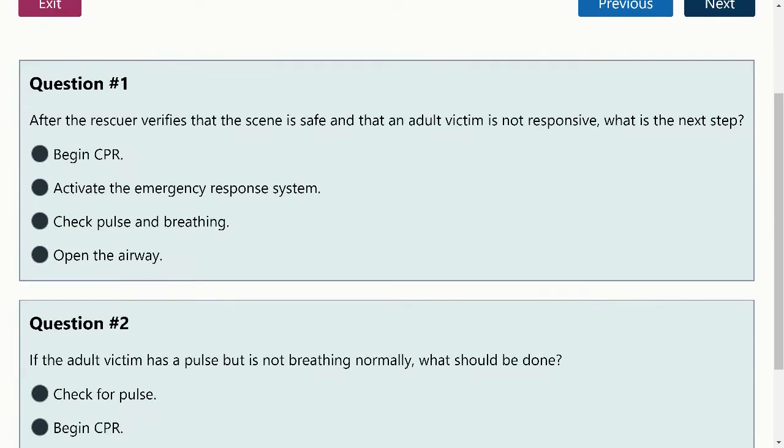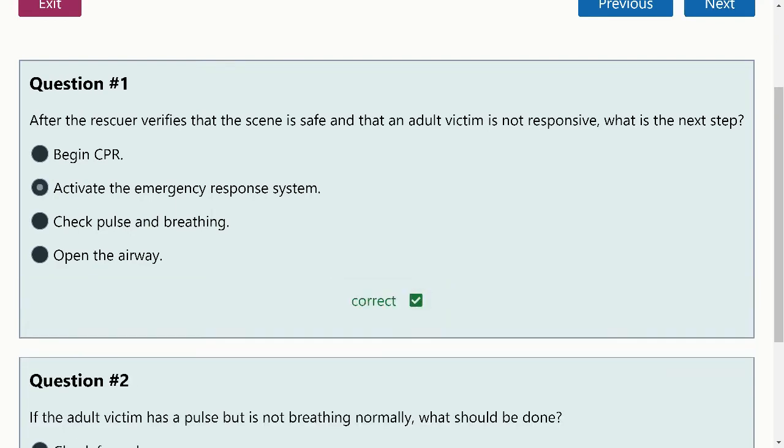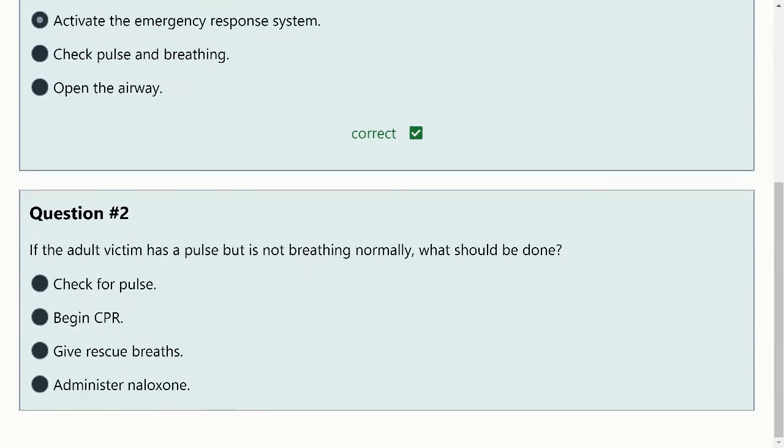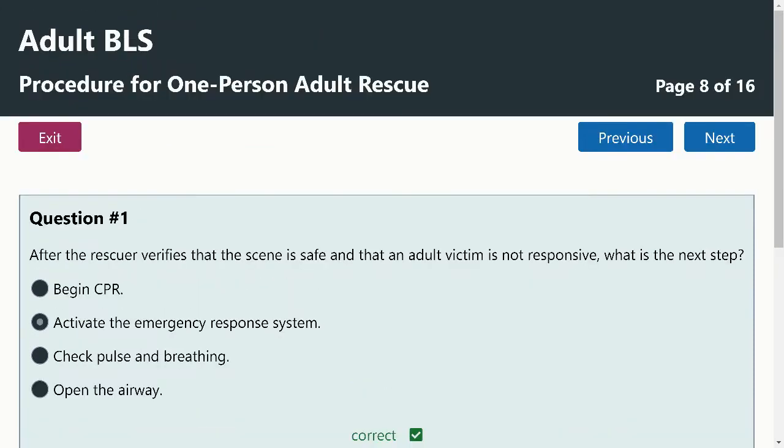After rescue, verify that the scene is safe and that an adult victim is not responsive. What is the next step? Right, you're gonna activate the emergency response system. If the adult victim has a pulse but is not breathing normally, what should be done? Give rescue breaths. Right, because you never want to give compressions on somebody that has a pulse.